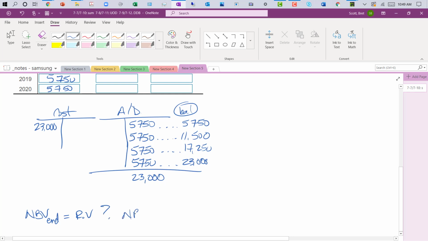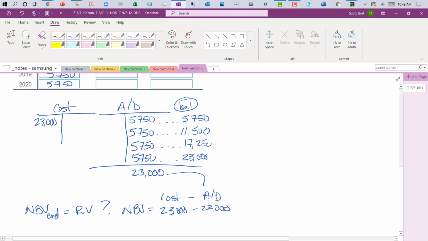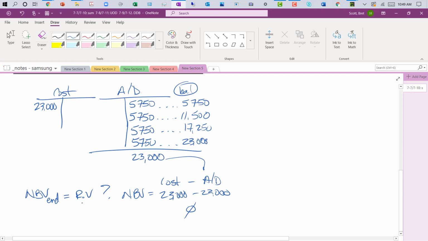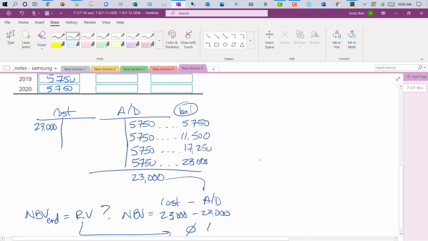Well, net book value equals cost minus the balance in accumulated depreciation. So 23,000 minus 23,000 equals 0. What was my residual value? It was 0. So I know I'm doing it right. The thing about depreciation is it has a self-check feature to make sure you're doing things correctly. If we go all the way through and project this, it indicates that I've done the allocation correctly. I've spread out 23,000 evenly over the 4 years.